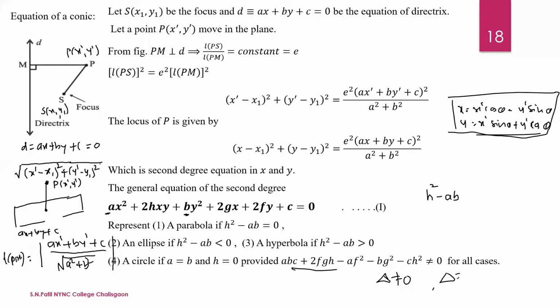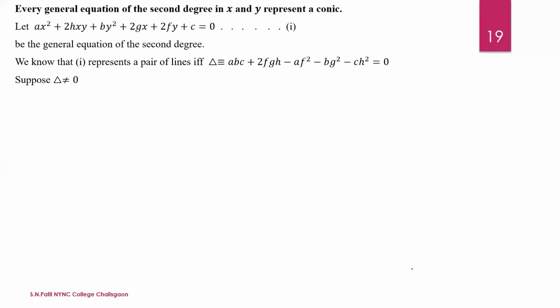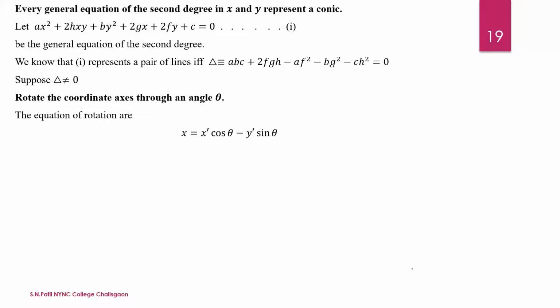If it is 0, at that time equation 1 becomes a straight line. So we must have this condition non-zero. Now we consider delta non-zero. Now we take the equation of rotation, that is, we rotate the coordinate axis through an angle theta. The equations of rotation, as we just discussed, are x is equal to x dash cos theta minus y dash sine theta, y is equal to x dash sine theta plus y dash cos theta.